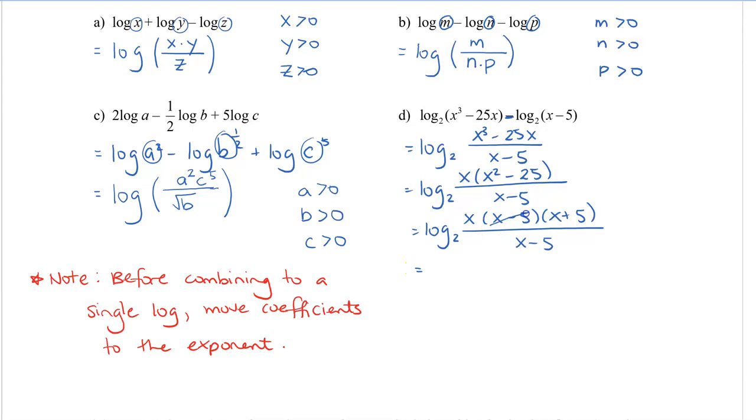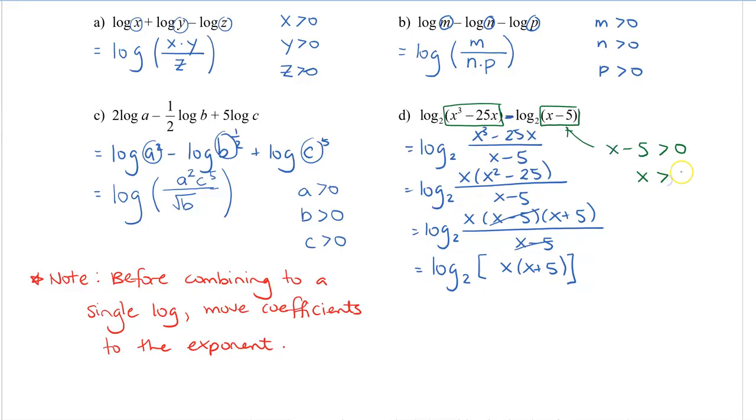So here we can cancel off the x minus 5 to give us log base 2 and then in square brackets x, and then times x plus 5. Now, when we find our restrictions, we have two expressions to look at. So here we have the fact that x minus 5 has to be greater than 0. So x is greater than 5.